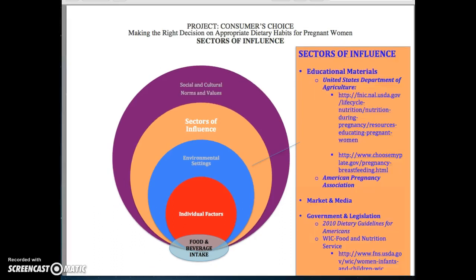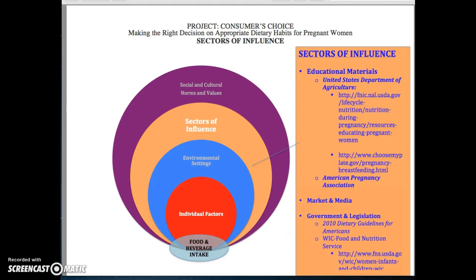Okay. Next, we're going to look at the sectors of influence that essentially impact the decision-making process of pregnant women making appropriate dietary decisions on their dietary habits. Some of the educational materials that I explored were from, even though it is a government agency, the United States Department of Agriculture, in knowing what resources and education in terms of health to provide pregnant women. Also, the choosemyplate.gov in regards to pregnancy and breastfeeding.